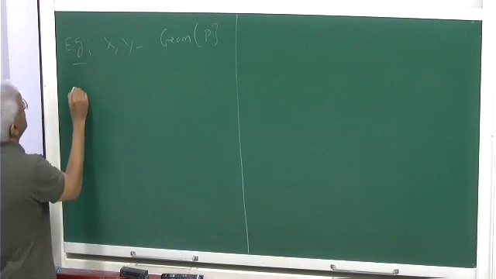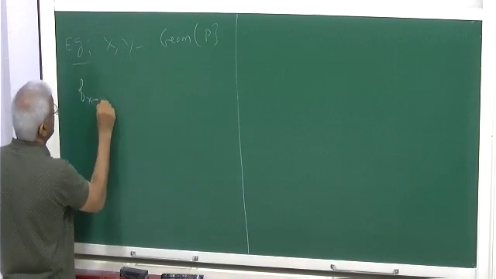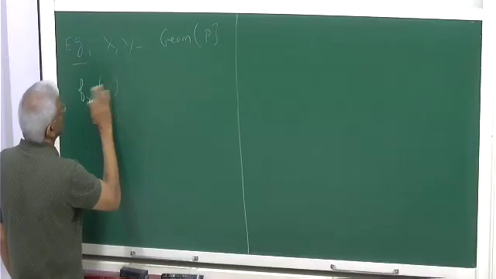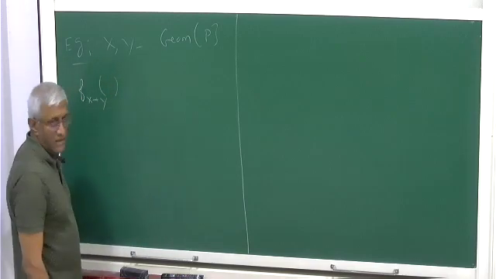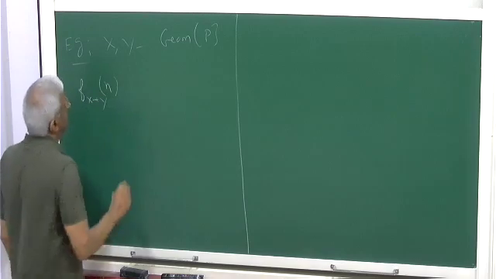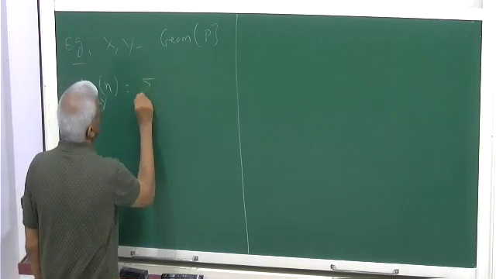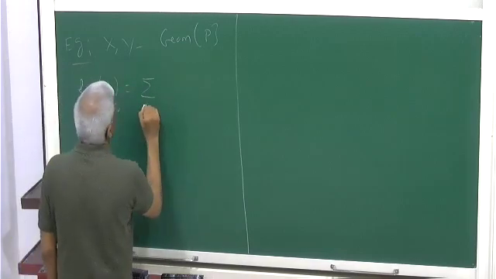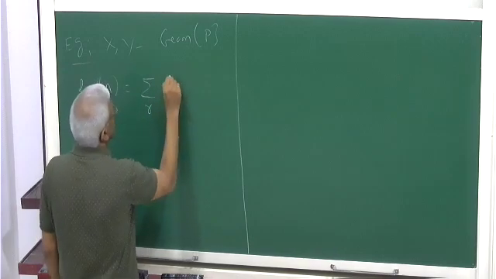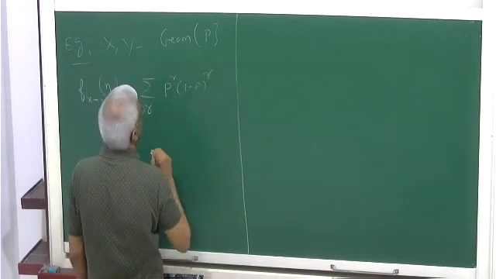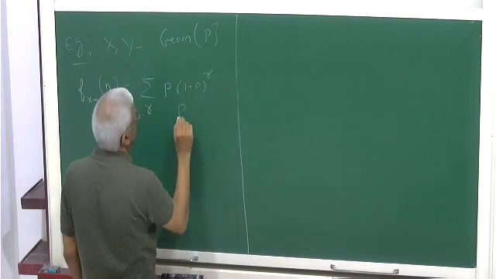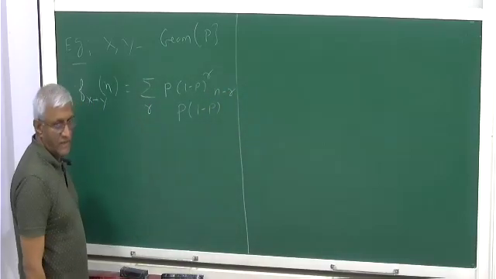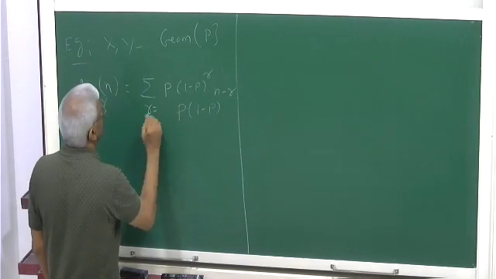Then the distribution of X plus Y at n is equal to the summation over r of p times (1 minus p) to the power r, into p times (1 minus p) to the power n minus r. Up to r equal to n, starting from r equal to 0.